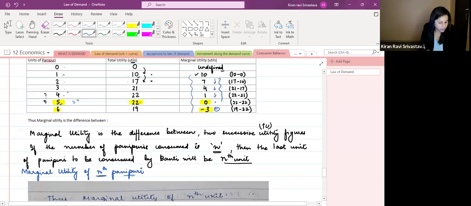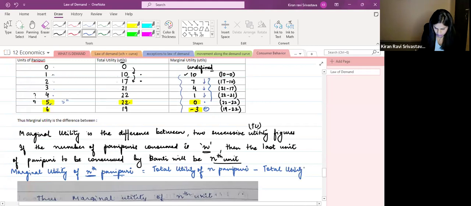So the marginal utility of nth pani puri will be total utility of n pani puri minus total utility of n minus 1 pani puri.